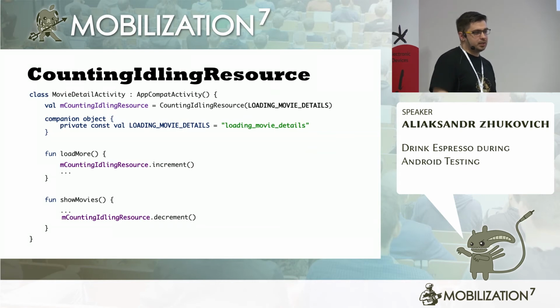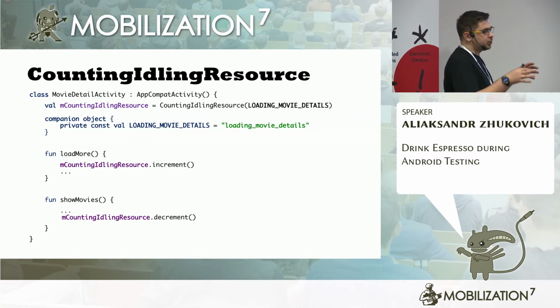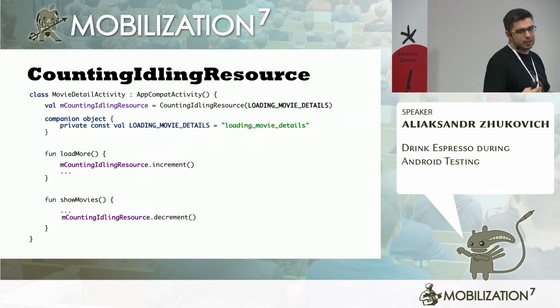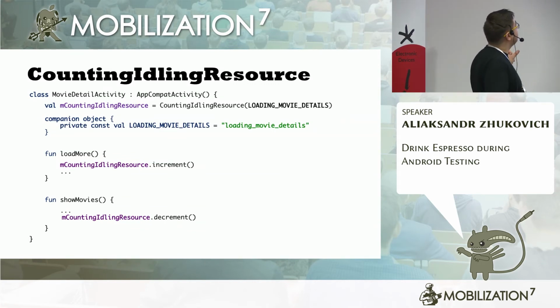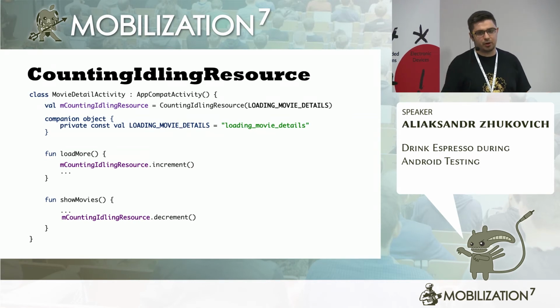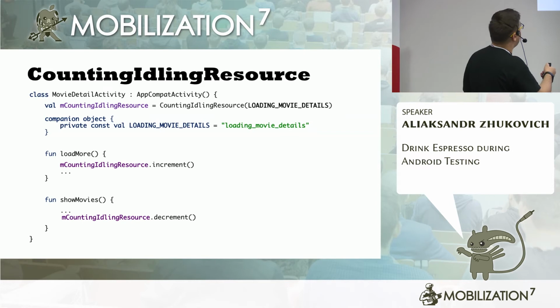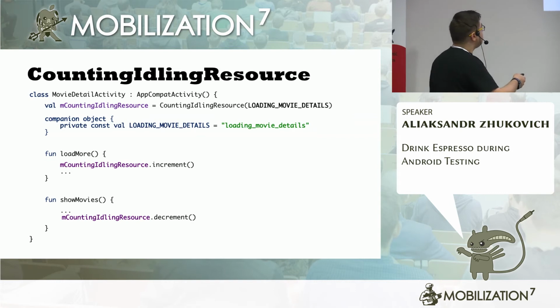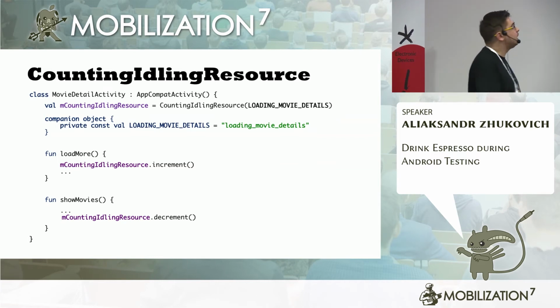CountingIdlingResource is a little bit of another story, and here the main idea is that we should create a CountingIdlingResource object inside our application. By default, the CountingIdlingResource object has value 0, and Espresso will wait for the moment when this value is not 0. As an example, when we load some data, we increment this value, and right now it's 1. When we display the data, we can decrement it. Right now it's 0. Espresso stops waiting and starts some interaction or checking on our UI.